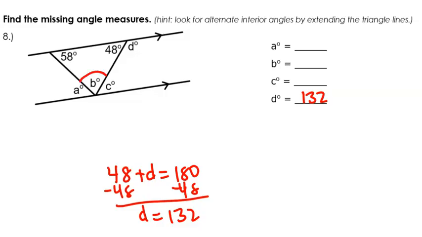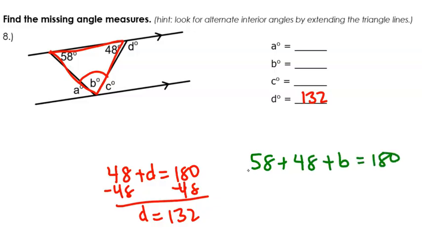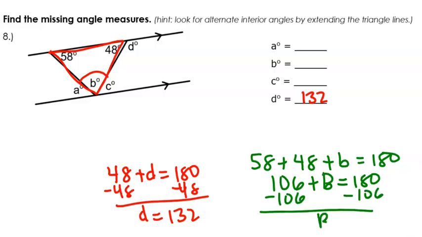Now I'm going to find the measure of angle B, because that's also something that I know. The 3 angles inside of a triangle always have to add up to 180 degrees. So if I have 58 and 48, that means I have a total of 106. You can use a calculator if you need to. And when I subtract 106 from both sides, I get that angle B is going to be equal to 74 degrees. So now I've found 2 of the angles I need.